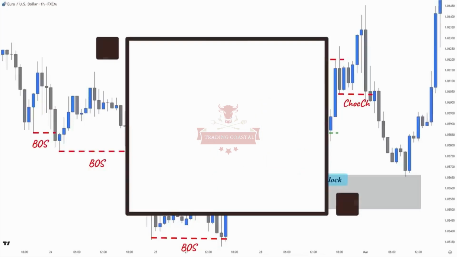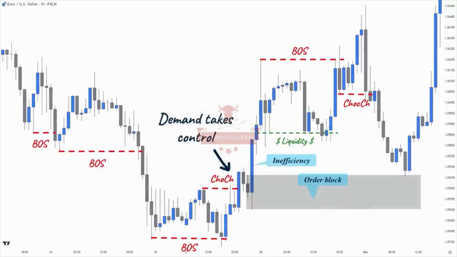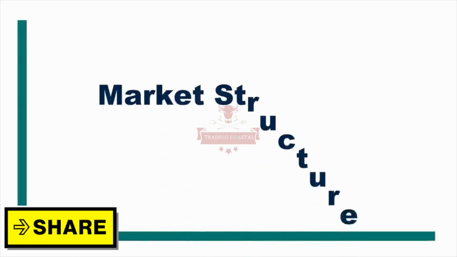Now here's an important point. We cannot control the market. However, we can prepare ourselves for the different scenarios that might happen. Let's move on to the next topic, smart money market structure.